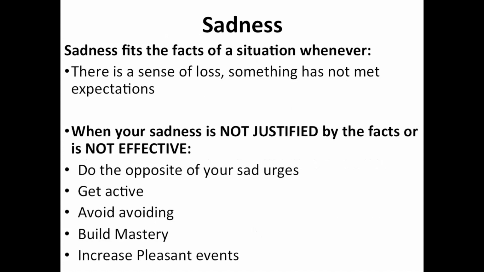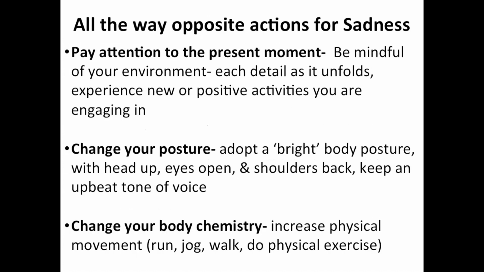We need to build mastery and structure in our week. So doing tasks that give us a sense of purpose and meaning. And we want to increase our pleasant events and things that we enjoy doing in our week. So all the way opposite actions for sadness is including paying attention to the present moment. We need to be mindful of our environment as each detail unfolds. We want to experience new and positive activities that we're engaging in.